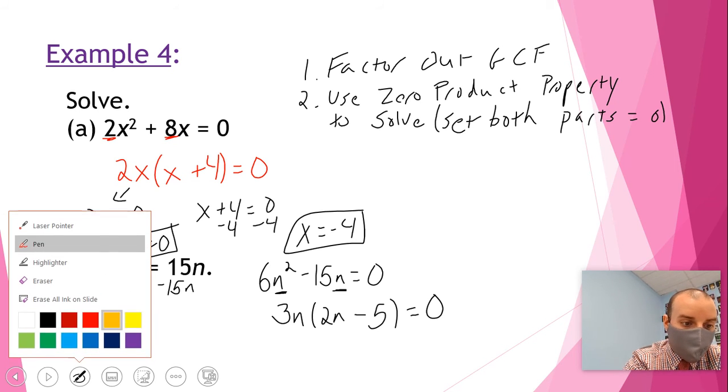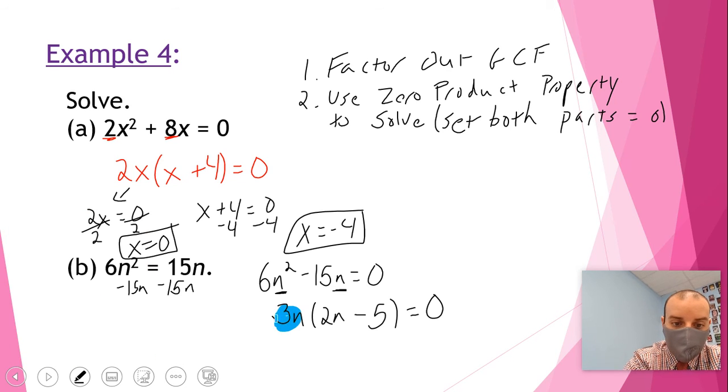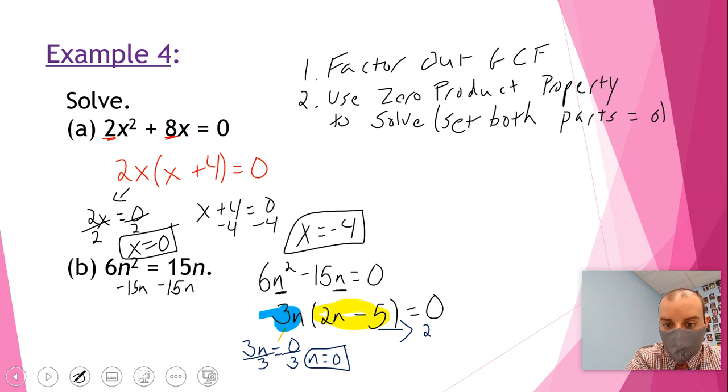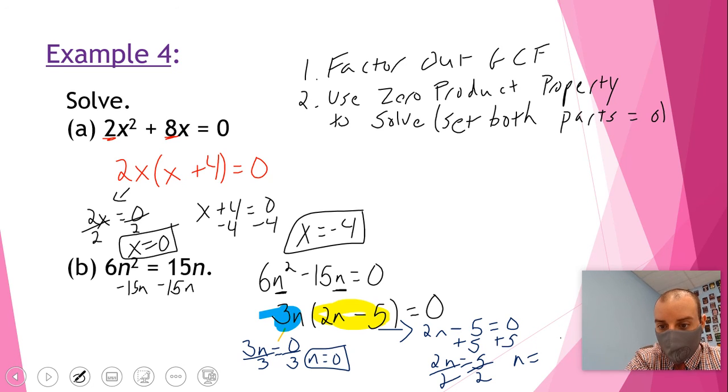Now we're going to set both parts equal to 0. So we're going to set that 3n equal to 0, and we're going to set that 2n minus 5 equal to 0 and solve. So 3n equal to 0, just divide by 3. And you're going to get n equal to 0. And then 2n minus 5 equal to 0. Add the 5. 2n is equal to 5. Divide by 2. And we get n equal to 5 halves as our solution there. So our two solutions are n equal to 0 and n equal to 5 halves.